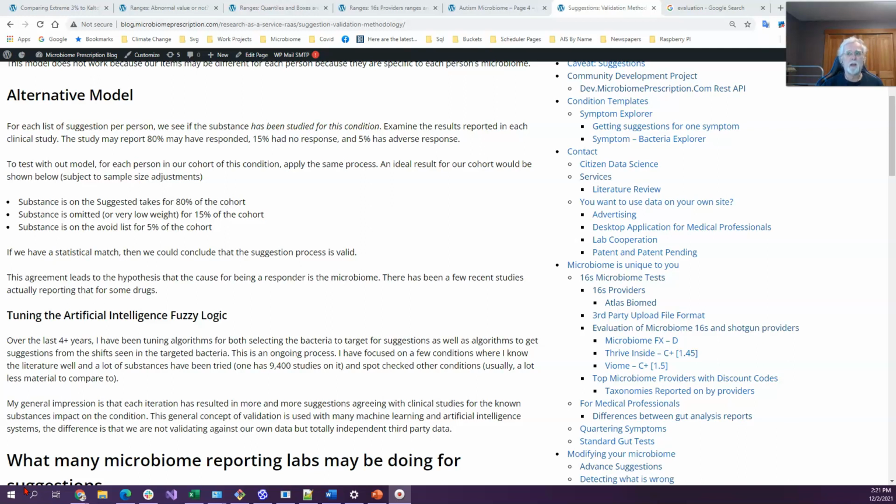That's one of the interesting aspects of working with the microbiome, is you can use it to actually mine or deep mine existing literature for new substances to try, or in some cases to be surprised that an old substance shows up.